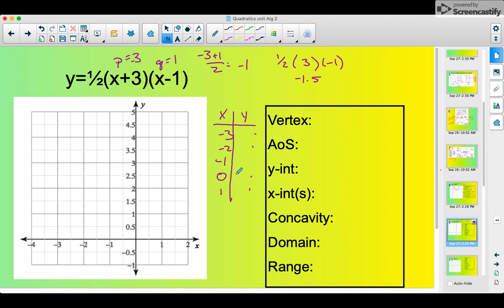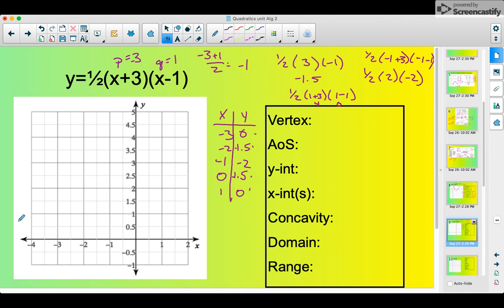So that was me plugging in 0. Now I'm going to plug in 1. So I get 1 plus 3, which is 4, 1 minus 1, which is 0, times 1/2. So 1/2 times 4 times 0, no matter what, is 0, because anything times 0 is always 0. And I got to plug in -1. So 1/2, -1 plus 3, -1 minus 1. So I have 1/2 times 2 times -2. So that'll give me -4 times 1/2 is -2.